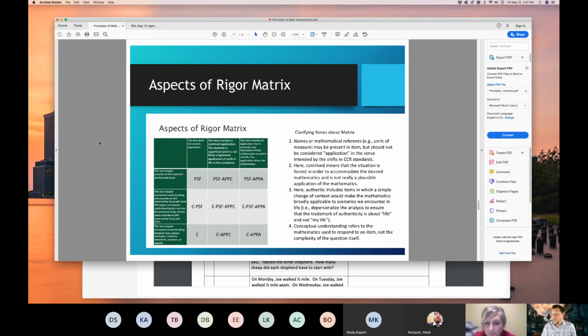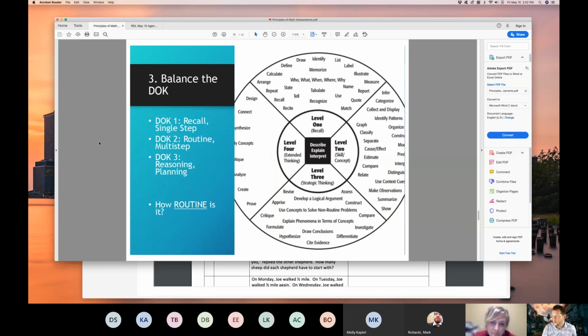You don't want to be testing for hours or days upon end. And you'll see that there is an option that says this item does not include X, Y, or Z. And that's just getting you to isolate those skills so you know where students are being successful at.